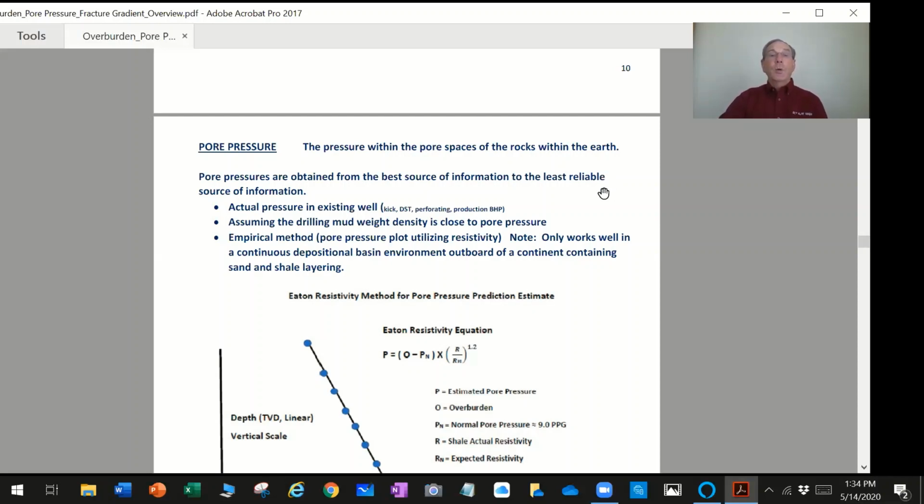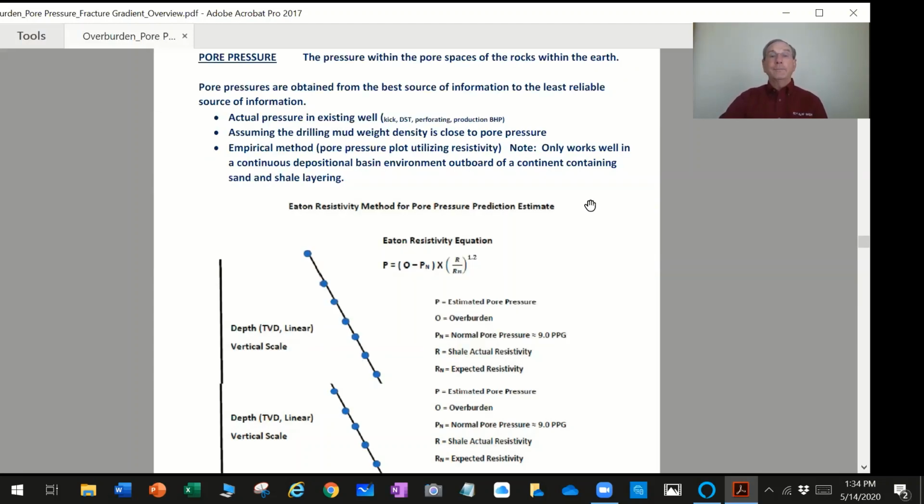Or you may assume that the drilling mud weight density is close to the pore pressure. I've had to do that a lot of times. So you use offset well information, and if the mud weight was 14 pounds per gallon, you might assume that the drillers did a pretty good job of staying close with the mud weight, and the pore pressure is just a little bit less, maybe 13.5 pounds per gallon.